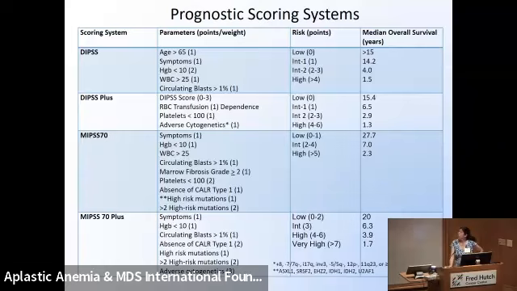Right now, Medicare is basing their decision to transplant on the DIPSS or DIPSS plus scores. And so you have to have an intermediate 2 or high classification in order to have your transplant covered by Medicare. And this is something that the registry and Medicare are doing together to see if patients that are greater than 55 benefit from transplant for myelofibrosis.